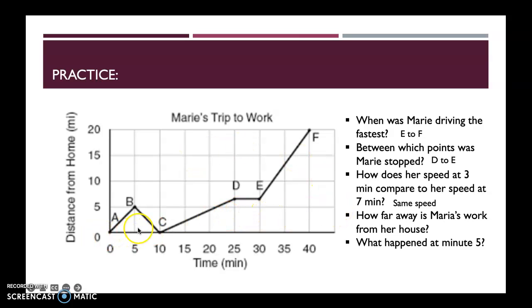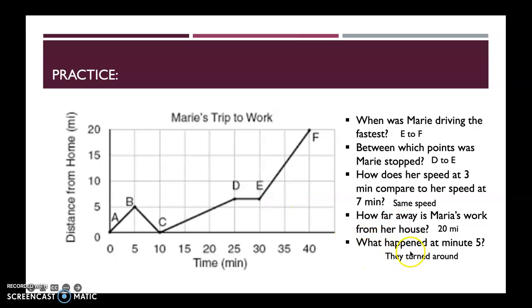How far away is Maria's work from her house? Now this one is where we're going to use displacement, not distance, because they turn around and they stop for a while, so we can't use the total distance. But we can go from point A, 0, to the final point, F, 20. So 20 minus 0 means that her work is 20 miles away.